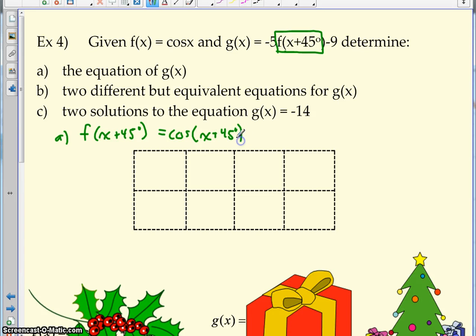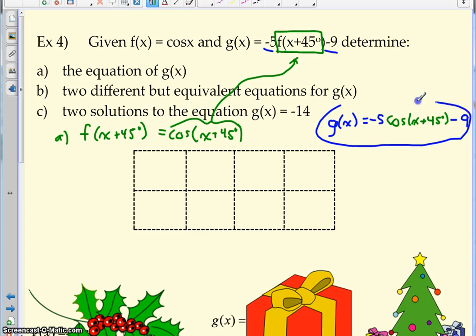Okay, and once you have that, then you know you can replace that entire part of the equation with this, and it becomes a little bit easier to work with. Because now all of a sudden, g of x is equal to negative 5, and f of x plus 45 is just this cosine portion right here, negative 5 cos x plus 45 degrees, okay, and then again, minus 9. So just applying function notation to get my transformed cosine graph.